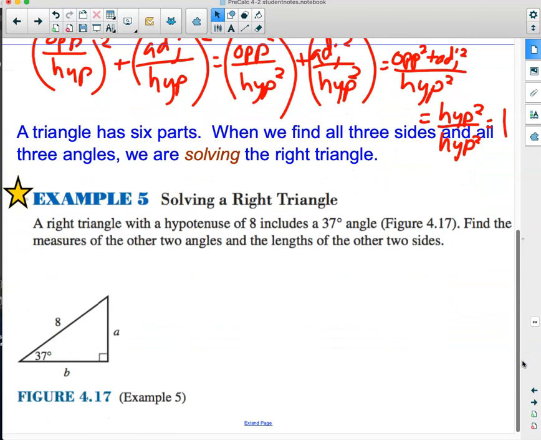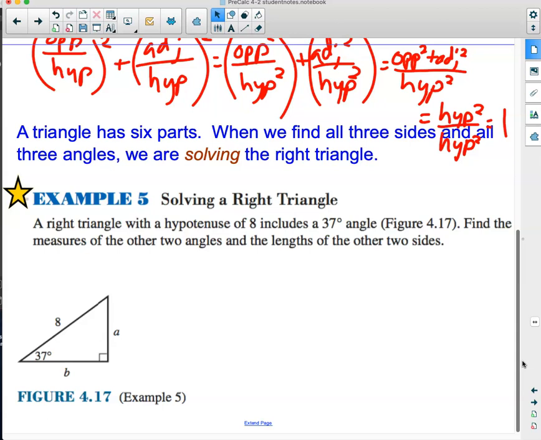So example 5 says we're going to solve a right triangle. Have a little picture for us here. A right triangle with a hypotenuse of 8 includes a 37-degree angle, which we can see down here in the lower left corner. Find the measures of the other two angles and the lengths of the other two sides.